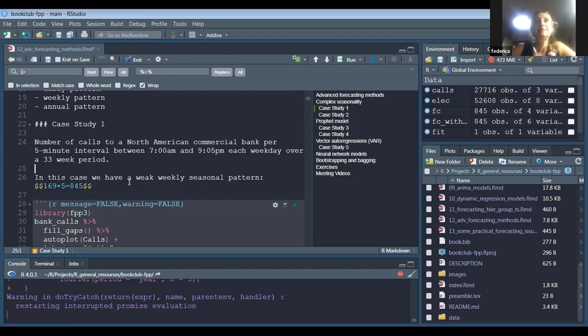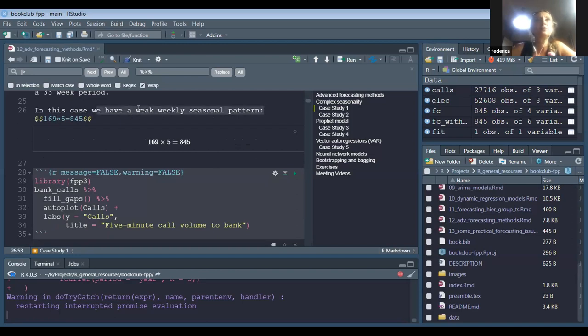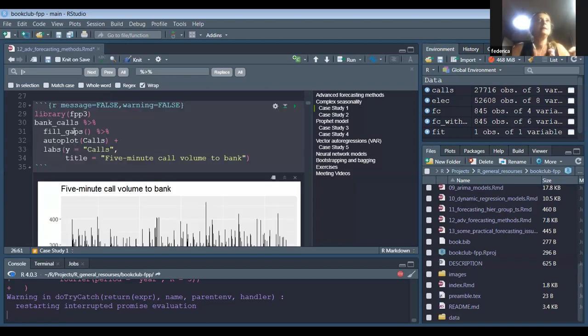In this case, the first thing that you point out is that we don't have an entire year. We have a fraction of year, and then 169 times by 5. So we have a pattern of 845. In this case, basically, if we have a quick look at this data, you can see.